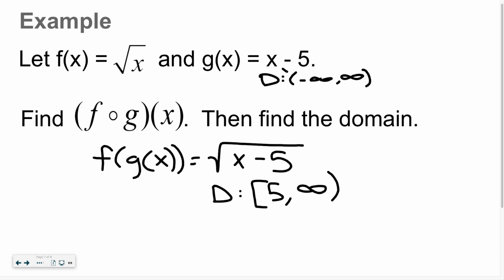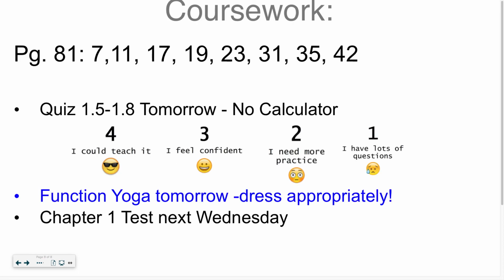Okay, you have a homework assignment. You can get started. Remember, there's a pre-calculus textbook at each pod. We've got about 10 minutes, so I want everybody working.